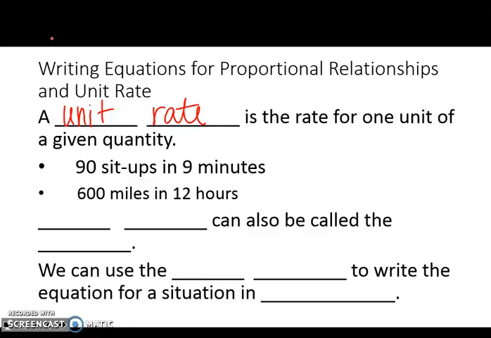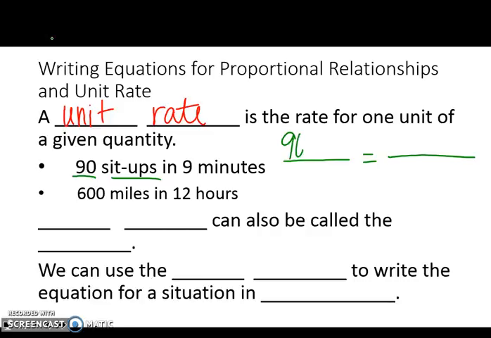So, for example, when they give us a unit rate for gas, it might be $2.15 for 1 gallon of gas. So it's always written for 1 unit. So we're going to look at a couple examples where we have to find the unit rate. So if they can do 90 sit-ups in 9 minutes, I need to know how many sit-ups I can do in 1 minute. So we're going to set up 2 proportions.